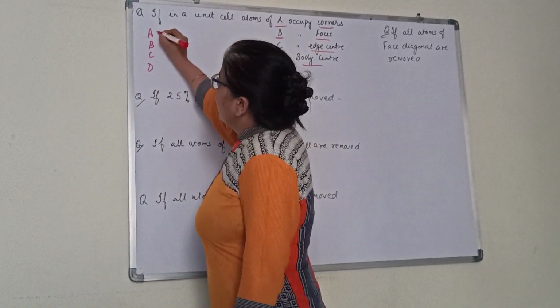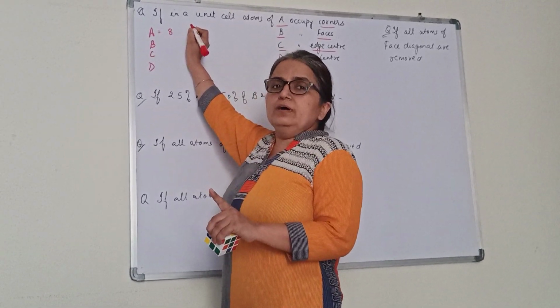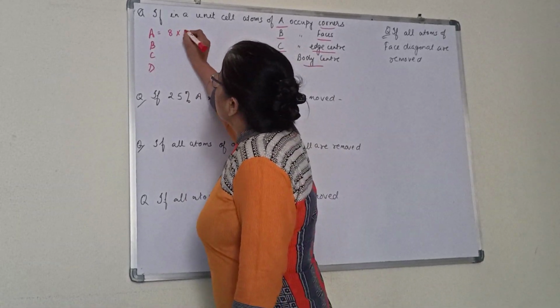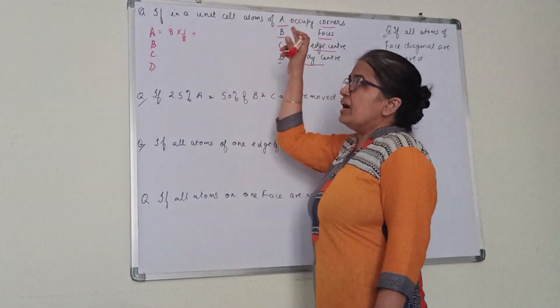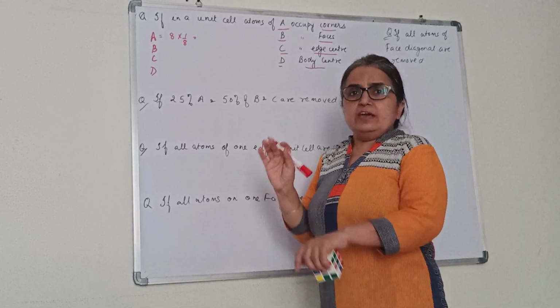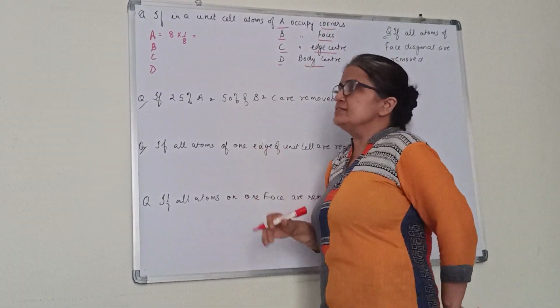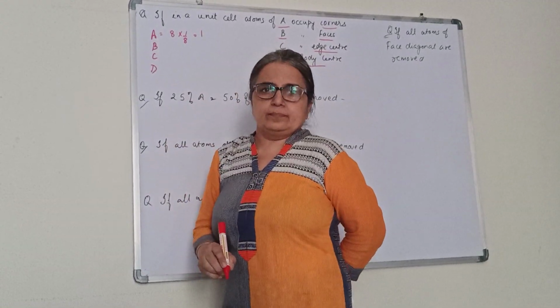A is occupying all corners, means 8. And each corner is contributing how much? 1 by 8. So in this question, what we are asked to calculate is the formula of that particular compound, where A, B, C, D occupy positions as given in the question. So A will be 1 you are getting.